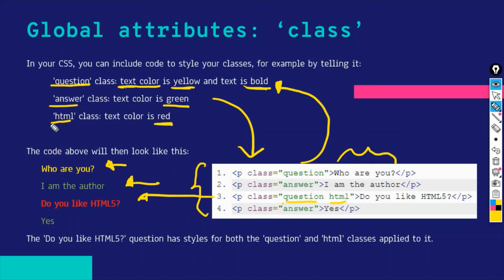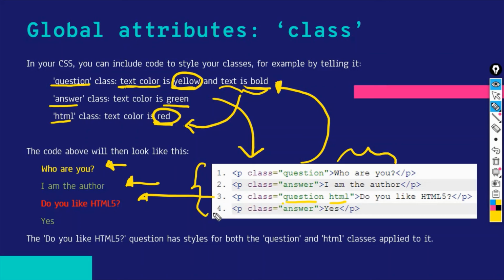The text color is red because in HTML, we specify the text color should be red. Though in question we specify that the color should be yellow, since HTML has its own specific style that the color should be red, it applies to that. However, the bold text style is also added to this. So it combined the two styles, that the color should be red and the text is bold.